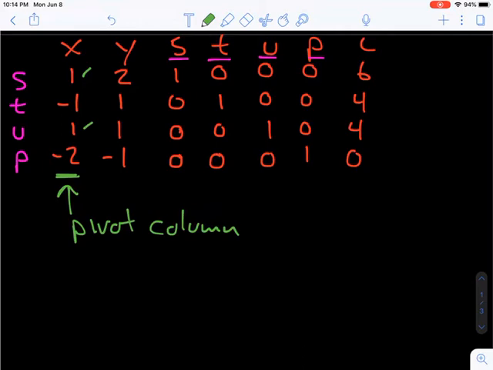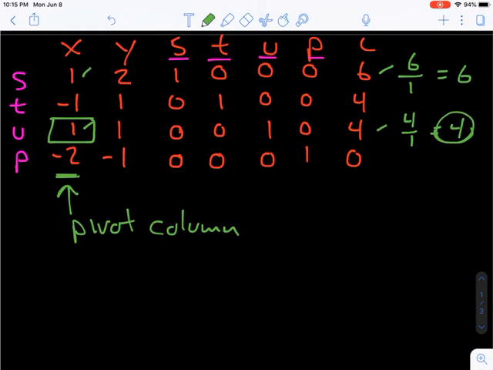To determine which one of those ones is our pivot, we have to find ratios. And so we go over here to the constant, 6, divided by the 1, and we get 6. Then we go to this 4. 4 divided by 1 is 4. Now the pivot will be a positive number in the pivot column that is in the same row as the smallest ratio. So that means that this will be our pivot because it is in the row of the smallest ratio and it's in the pivot column.